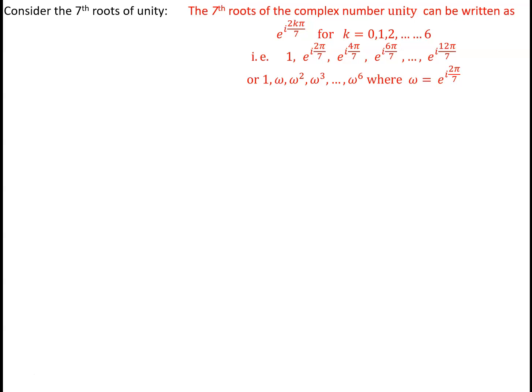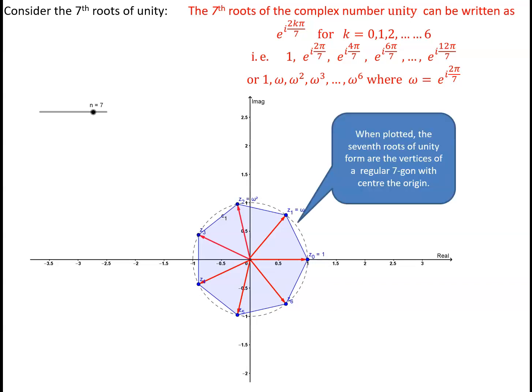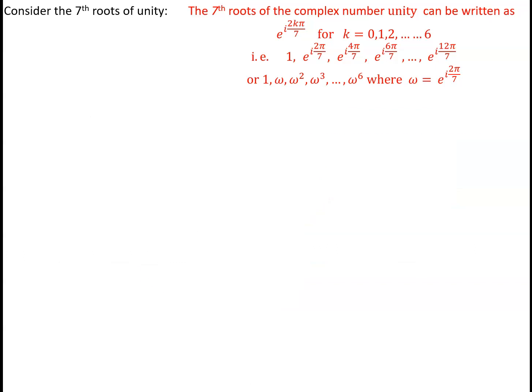And if we write omega as being the first non-real solution, that is, omega is e to the i 2 pi by 7, then the list of roots is 1, omega, omega squared, omega cubed, all the way up to omega to the 6. Plotting them on an Argand diagram, we can see that the points representing 1, omega, omega squared, omega cubed, etc. form a regular heptagon, regular seven-sided polygon, and the centre of that polygon is indeed the origin.